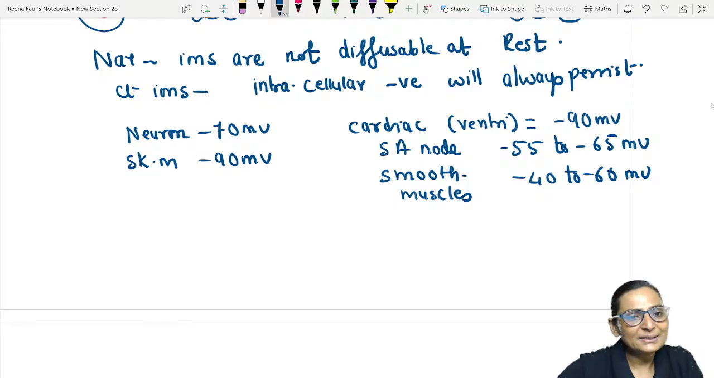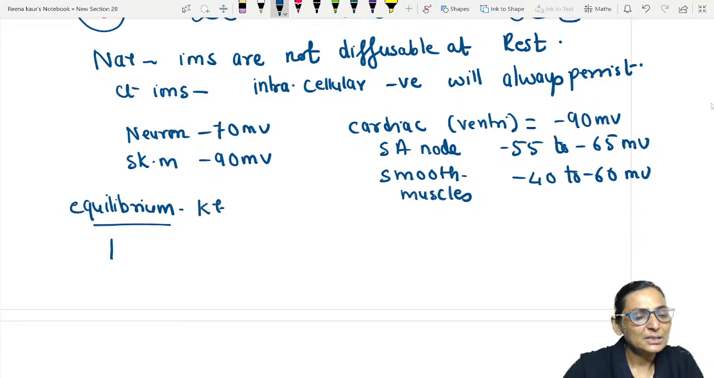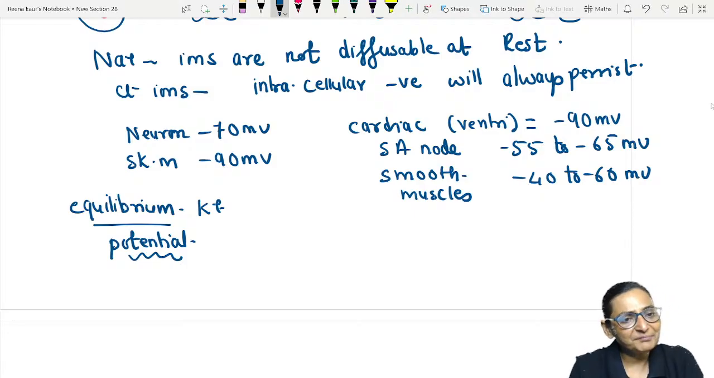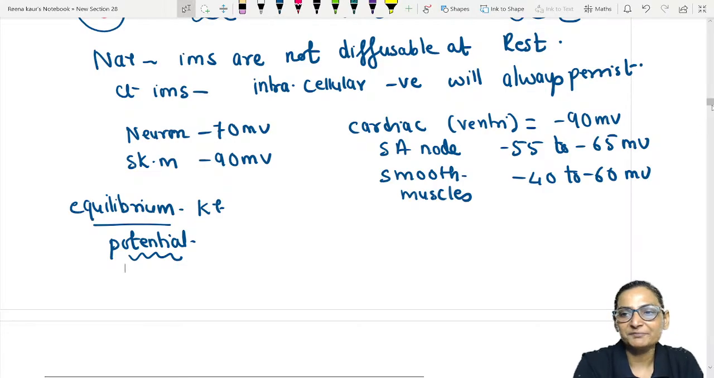Now, why is there a difference, 70, 90? It is because, depending upon the tissue, there will be a difference in the equilibrium potential of different ions. So everywhere the Nernst potential of the ion is not the same. It will depend upon the tissue, and because of that, there is going to be a slight variation in the RMP of the different tissues.